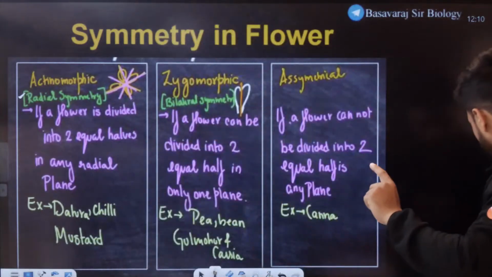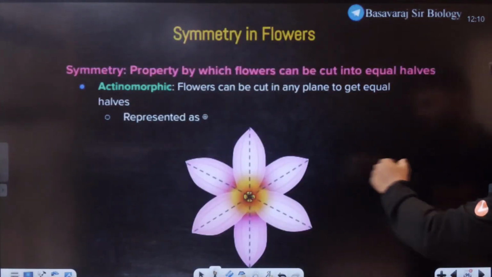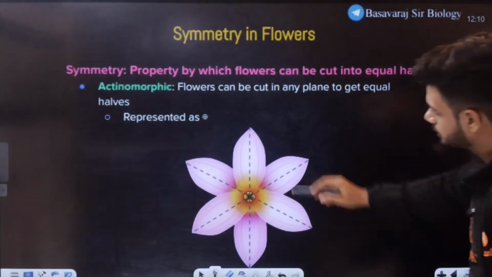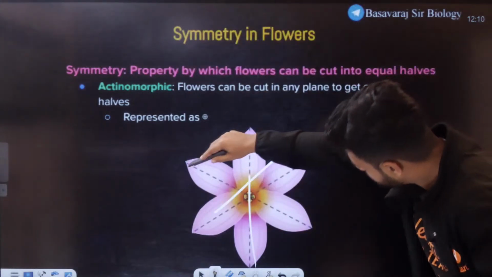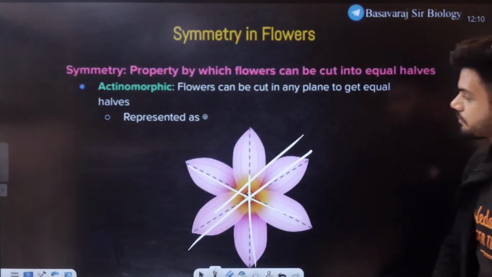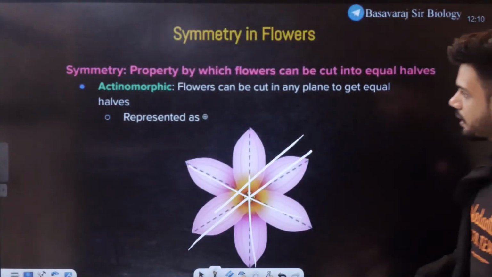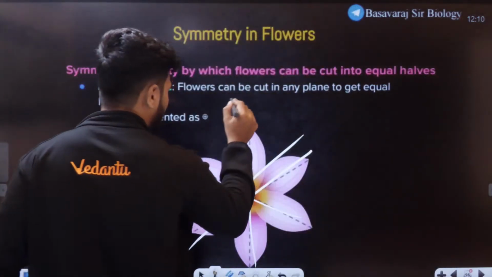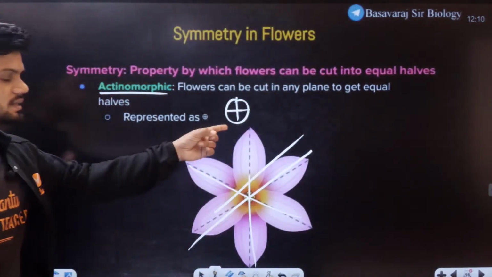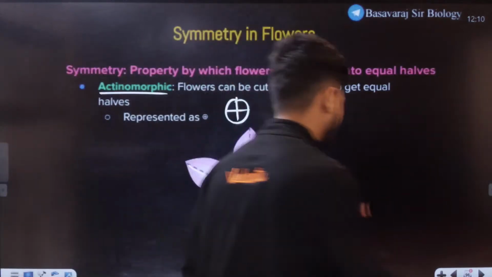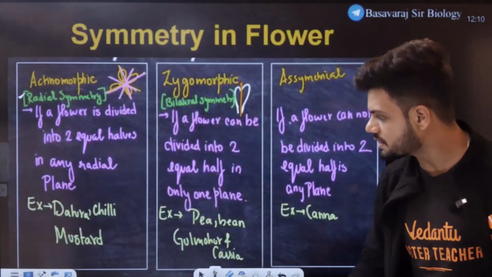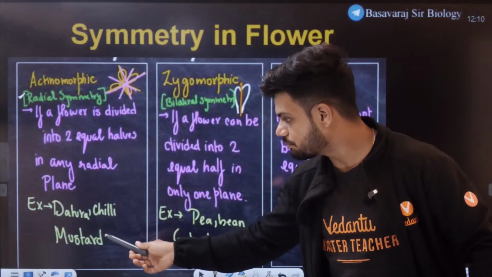For example, let me show you a flower. See this flower, students, a nice symmetrical flower. Whichever way you cut it, it can be cut in multiple radii. That is why it is called actinomorphic, and this is the symbol. Examples of actinomorphic are datura, chili, and mustard.